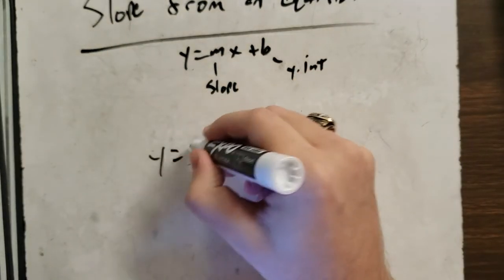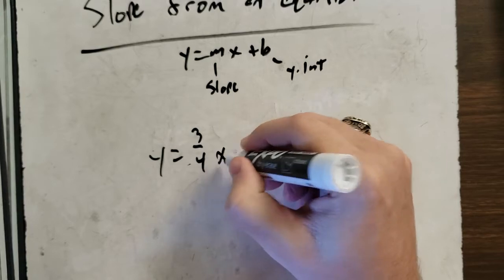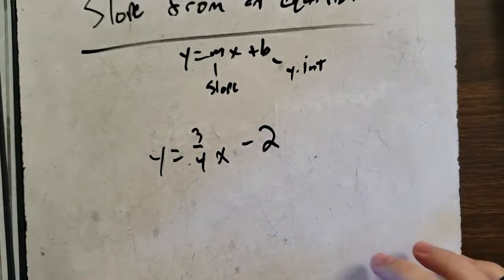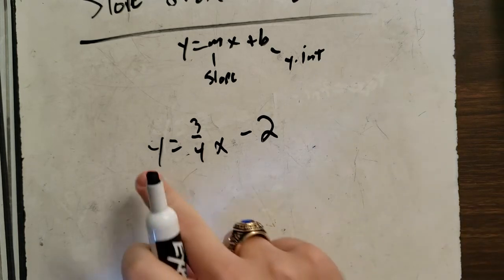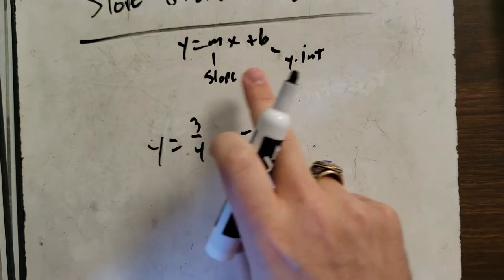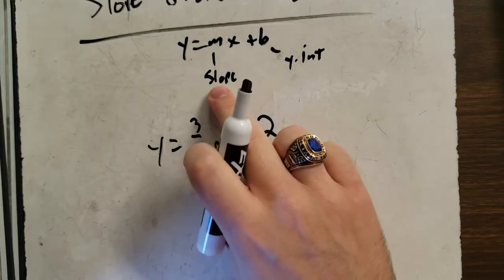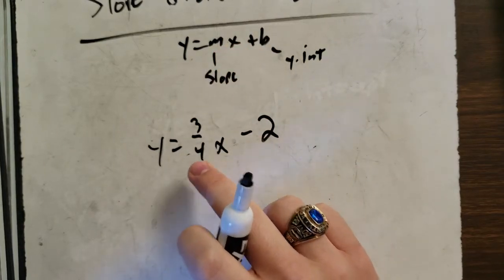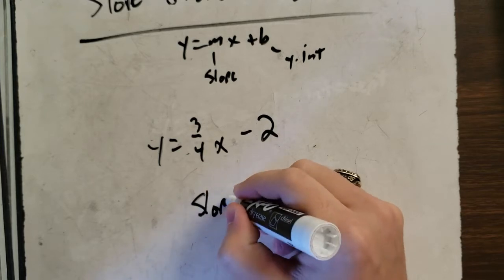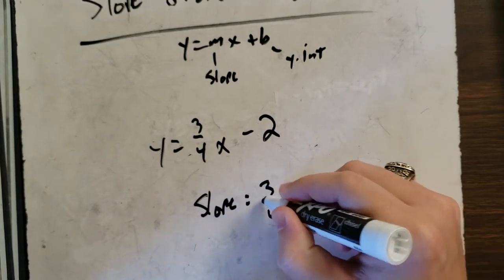Another example, y equals 3 over 4x minus 2, okay? So this one, once again, we look to see if our y is by itself. It is by itself over here. It's the same as our equation up here. So now, what's our slope? What's attached to our x? That's the 3/4. So our slope is 3 over 4, okay?